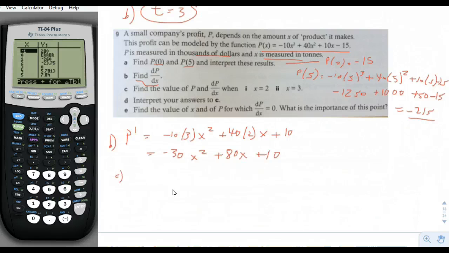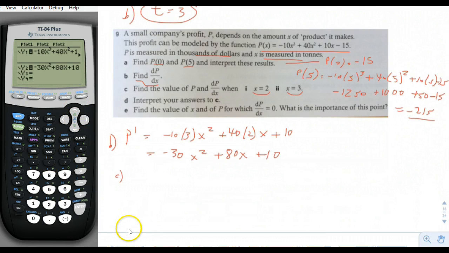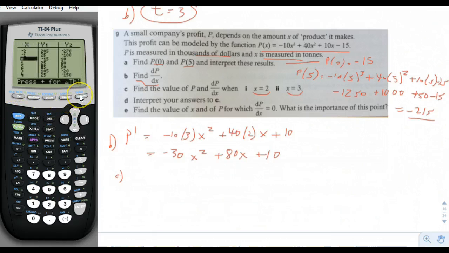C, it says find the value of P and dP/dx when x equals 2 and when x equals 3. Interpret your answers to C. Maybe the easiest way to do this is to just put both formulas into the calculator, and we'll let table do the work. So I'm going to do that. Okay, so I take the original function and put it in for y1, and I take the derivative function and put it in for y2, and then I'm going to look at the table, and it asks me what are the values for P and dP/dx for x equals 2 and x equals 3.